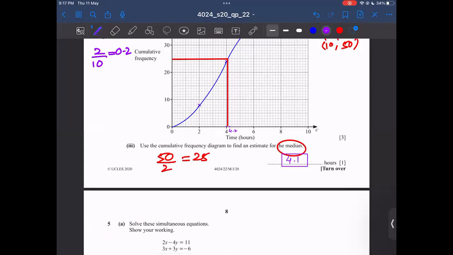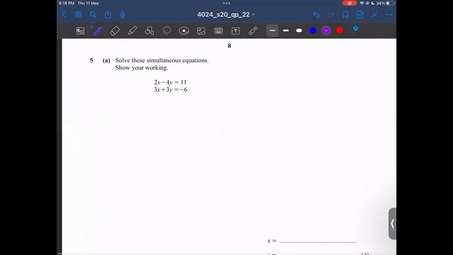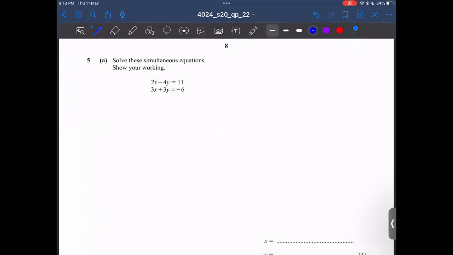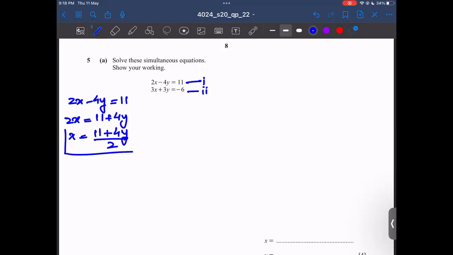All right. Now, in question number 5, it says solve the simultaneous equations. I'm using the substitution method. I'm writing out, this is equation number 1, this is equation number 2. I'm going to make any variable the subject. Let's make x the subject. So I got x equals 11 plus 4y upon 2.